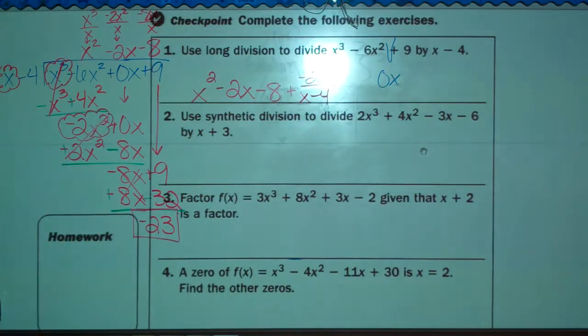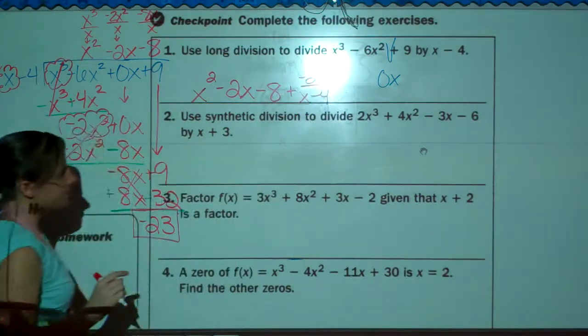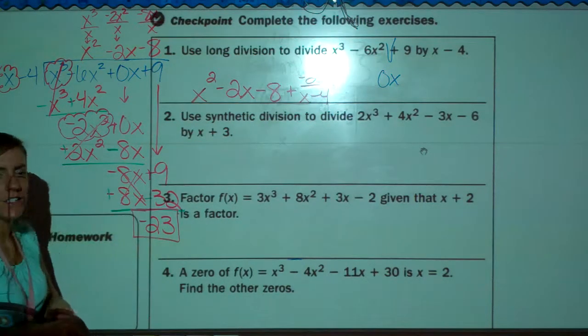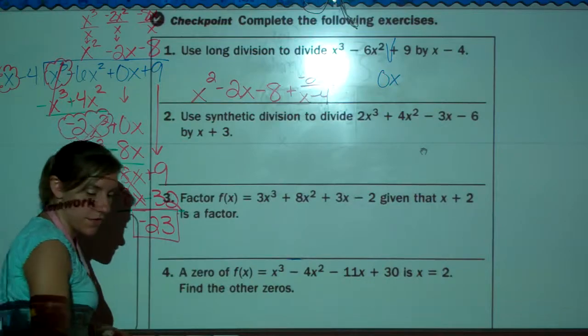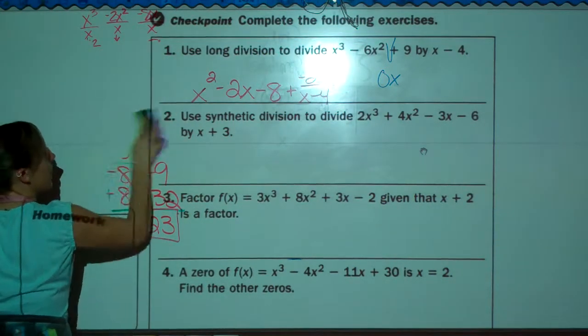And I know that might be a little hard to see, but it is negative 23. So this is what this is right here, okay? All right, so now this is a lot easier, it's a lot faster. We'll use synthetic division. Let me go ahead and let me erase that.